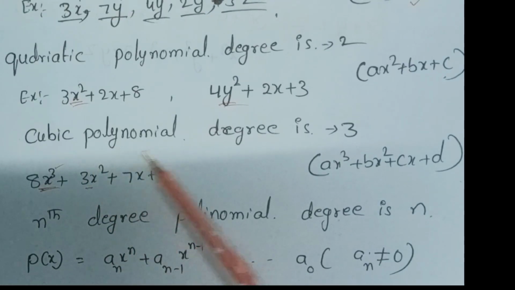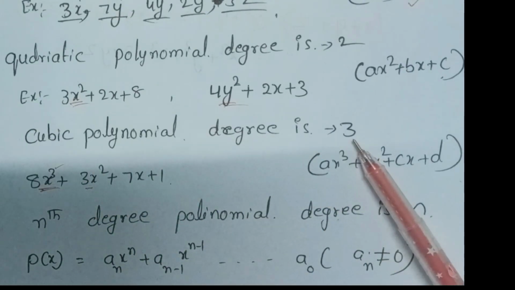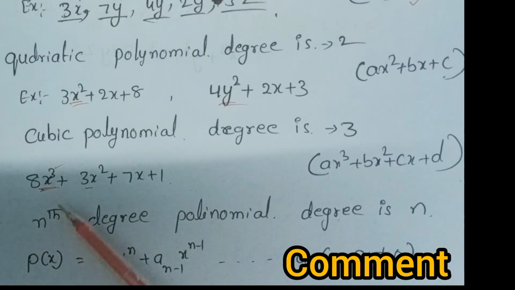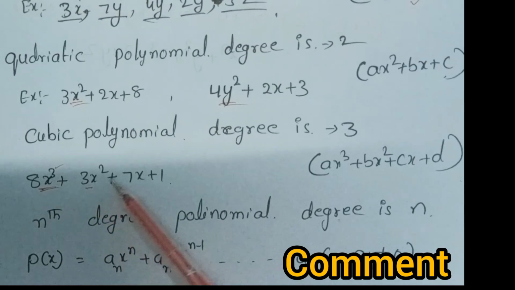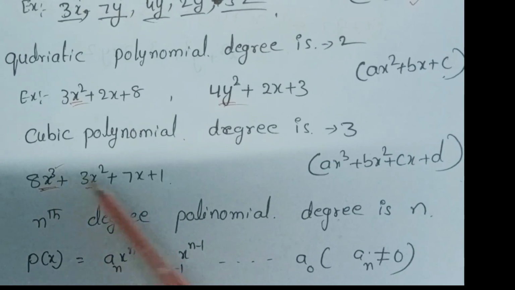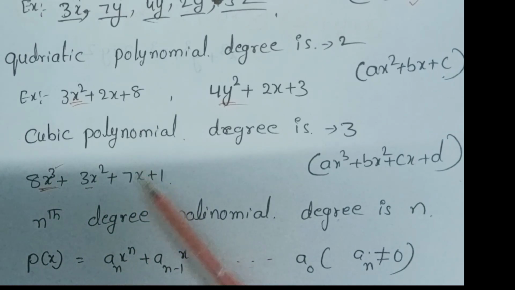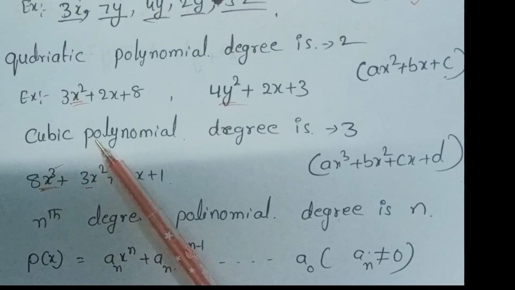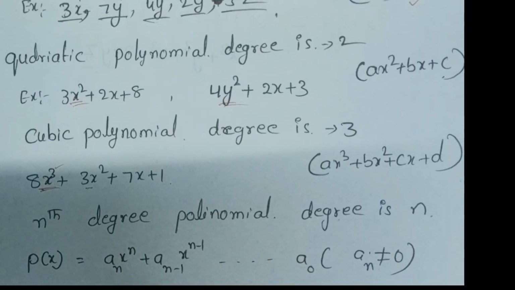This is the cubic polynomial, degree is 3. Example: 8x cube plus 3x square plus 7x plus 1. This is one polynomial. Here power is 3, here power is 2, here power is 1. This is the highest power. So power 3 is the degree, that is a cubic polynomial.